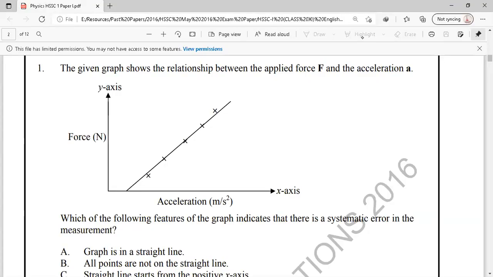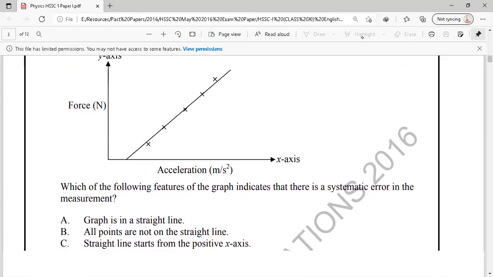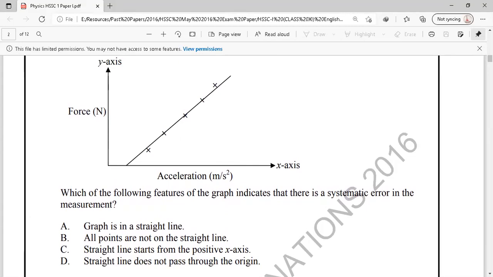So the first question is that we have a graph of force and acceleration on the x-axis while force on y-axis. And which of the following features of the graph indicates that there is a systematic error in our measurement? So if we know the relation between force and acceleration, the second law of motion states that acceleration is directly proportional to the net force or resultant force. If there is a net force acting on a body, there will be an acceleration in that body.